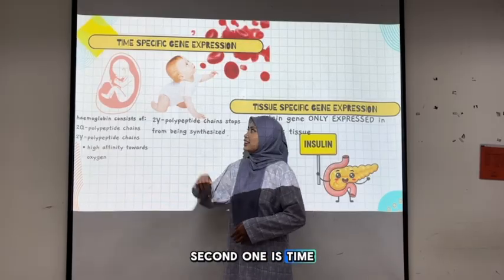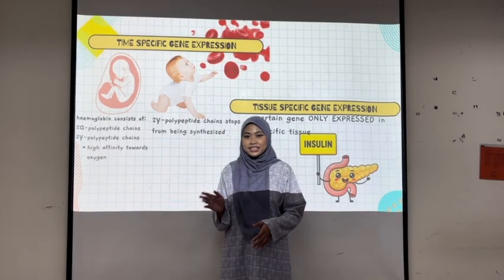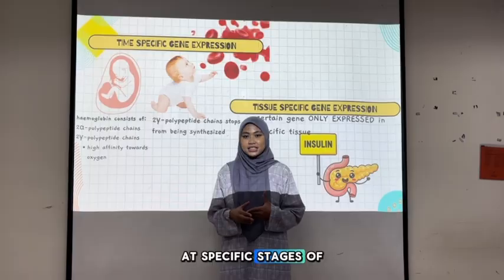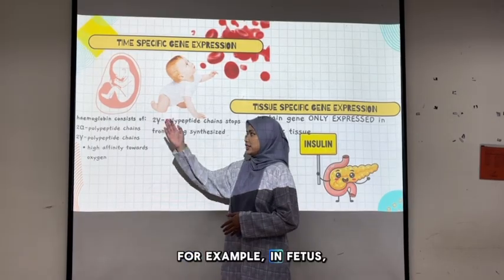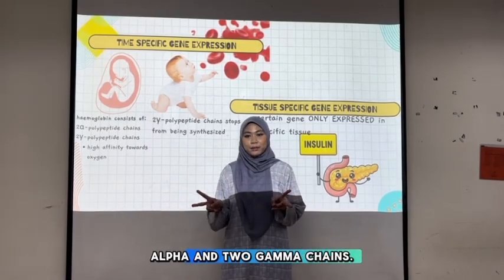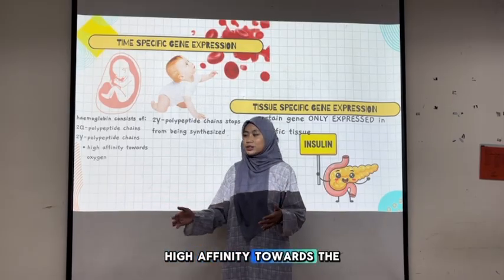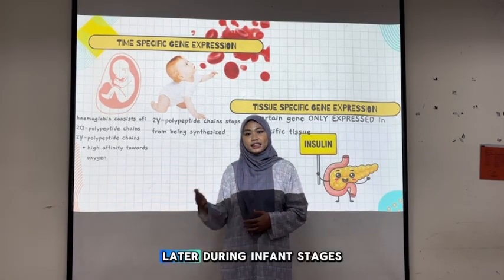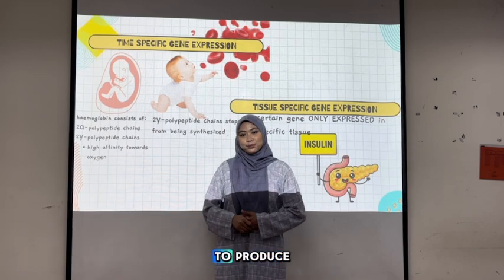The second one is time-specific gene expression. This means certain genes are only expressed at specific stages of development. For example, in a fetus, hemoglobin contains two alpha and two gamma chains. This gamma chain has high affinity towards oxygen for the baby. Later, during infant stages, the gamma chain stops being produced.